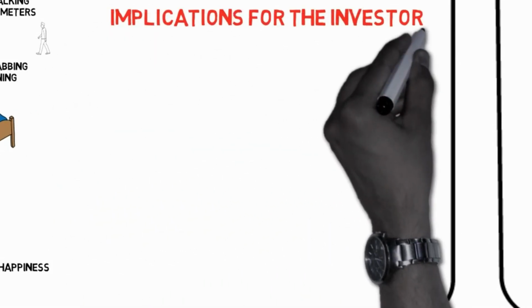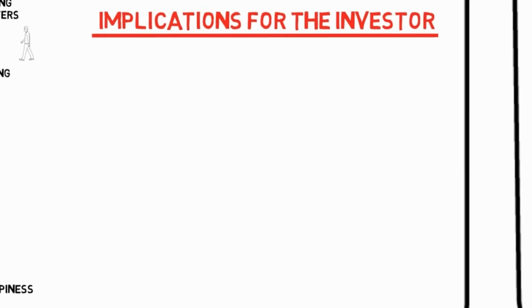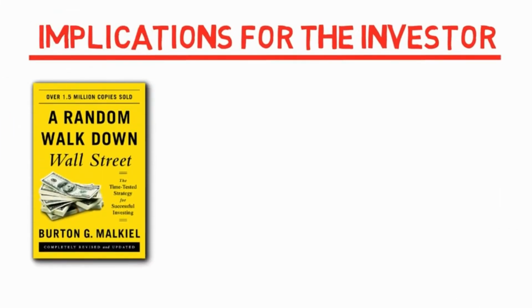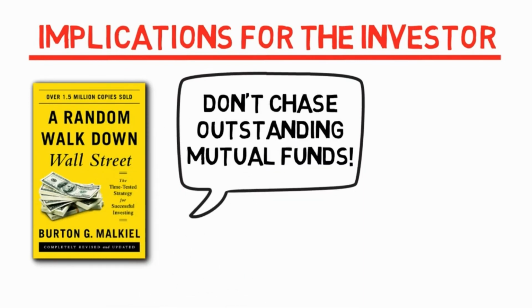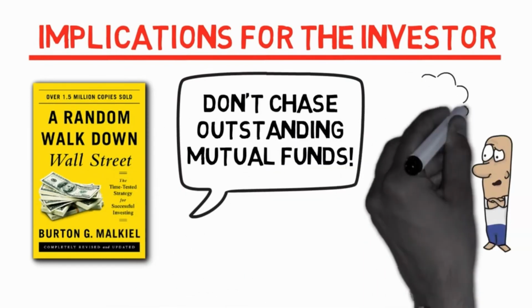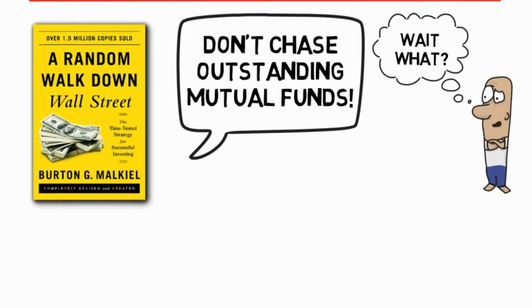Implications for the investor. There's a clear implication for investors, which has been discussed in a few of my previous videos, among others in A Random Walk Down Wall Street. Don't chase outstanding mutual funds. This strategy sounds intuitive at first. Why not just buy the best performers? They must be more likely to perform in the future as well, right? Historically, this hasn't been a winning strategy.